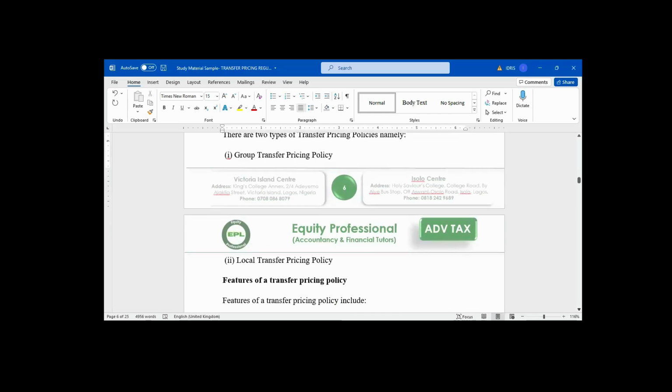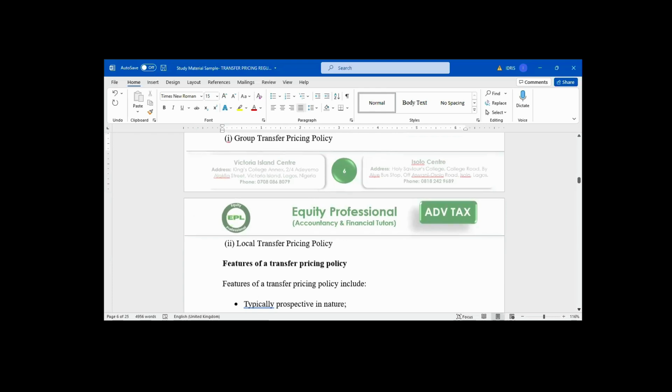Maybe transfer pricing policy for Dangote Cement or transfer pricing policy for Dangote Sugar. These are local transfer pricing policies. So transfer pricing policy, like I said, is a document that contains information that guides the conduct of related party transactions. So this policy has some features. What are the features of transfer pricing policy?